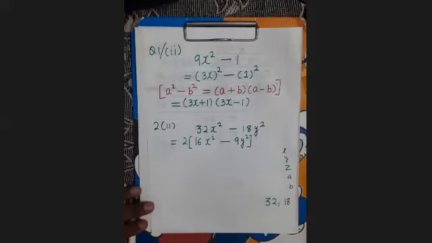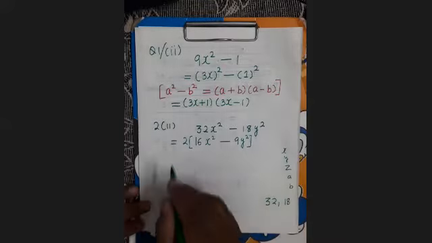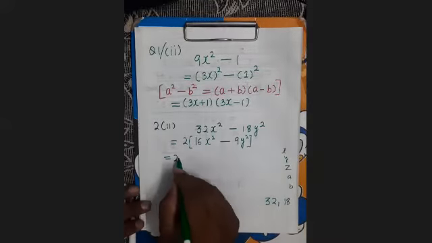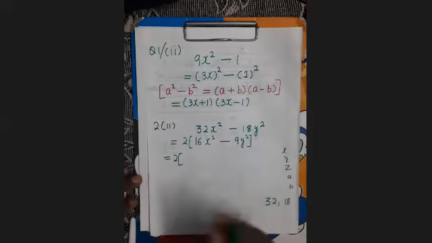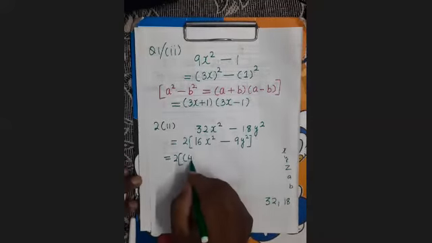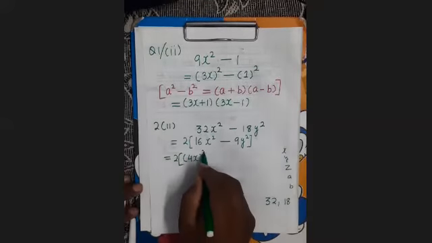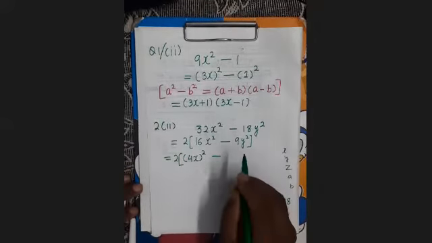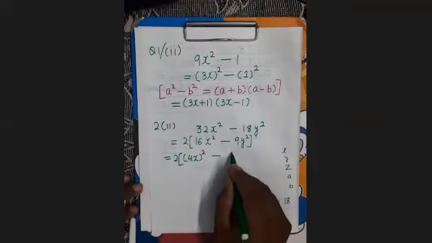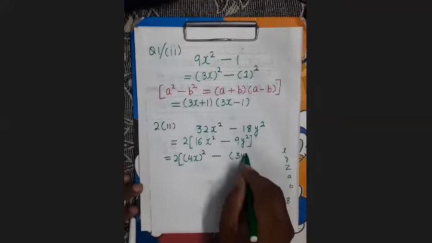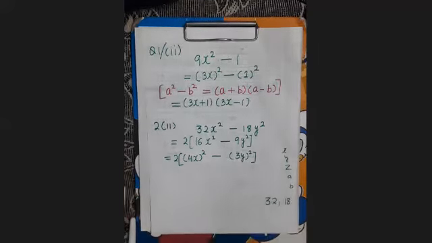Now you can see here, we can rewrite this in what way? 16x square is the whole square of 4x, minus 9y square, which is the whole square of 3y.